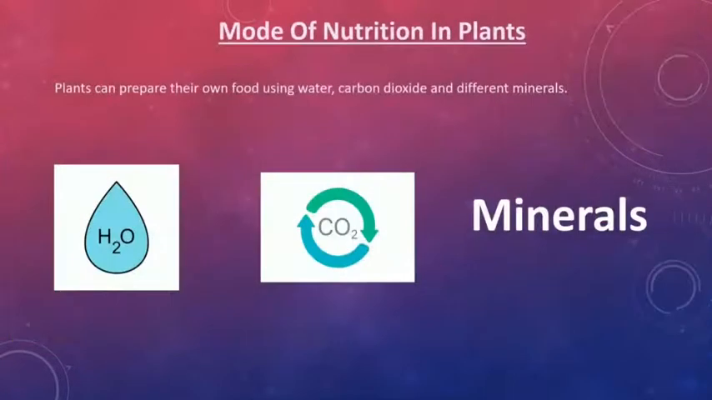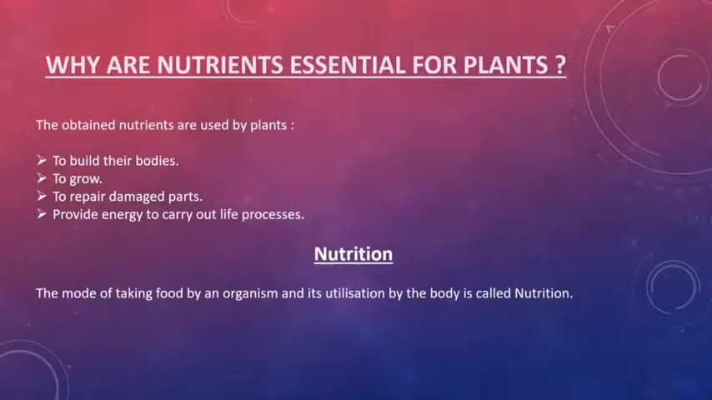So plants can make their own food, but they need three main ingredients, that is water, carbon dioxide and different kinds of minerals. One might wonder, what is the need for plants of nutrients? The obtained nutrients are used by plants to build their bodies, to grow, to repair their damaged parts and to provide energy to carry out life processes. So this is all about nutrients.